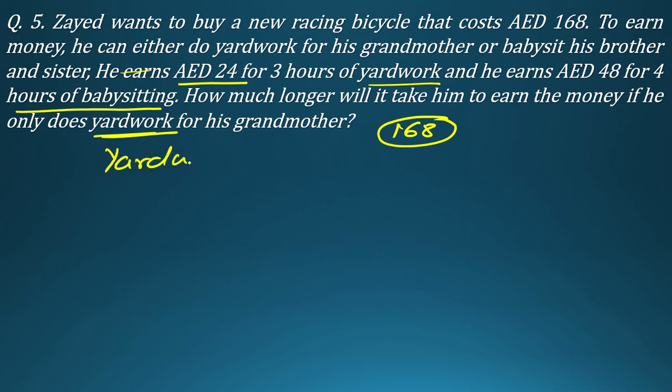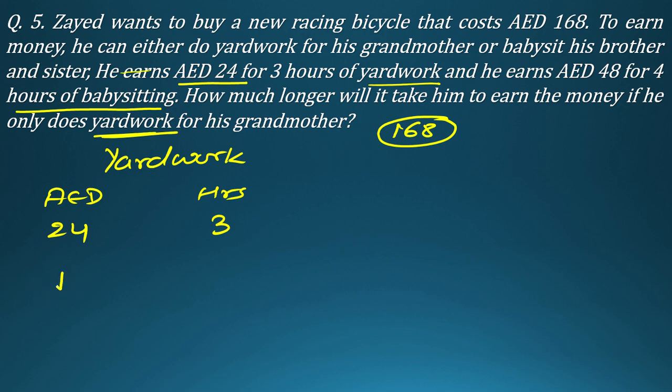So let's talk about this. What conditions are given here? For the yard work, he gets 24 dirham in 3 hours. Okay, and how much money does he want? He wants 168 dirham. Yes, so for this, what can you do here? Definitely for 168 dirham, he needs to work more time. Yes, he needs more time to earn this money. So what can you do here? Maybe you can say that we can find for 1 dirham first, and then we can do for 168 dirham. Yes, so I'll do it like that only.